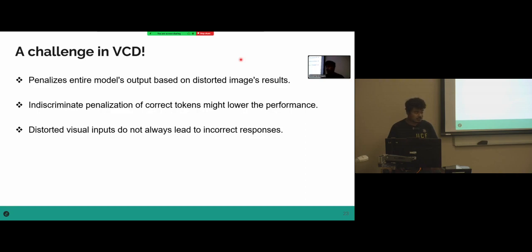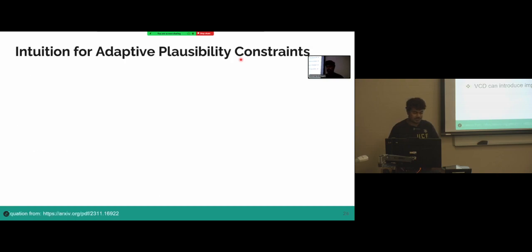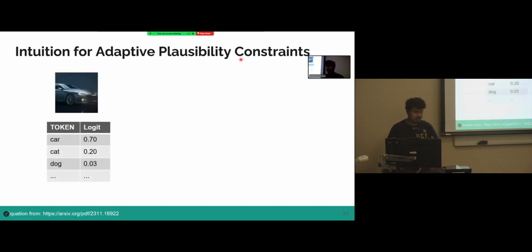Another reason for this is that the assumption was that the distorted visual input increases object hallucination. But maybe that's not always the case, and for those scenarios, VCD will lower the performance. So we can summarize by saying that VCD can introduce improbable tokens that should not appear, so it can just increase hallucination. Let's quickly look at an example of when that can happen.